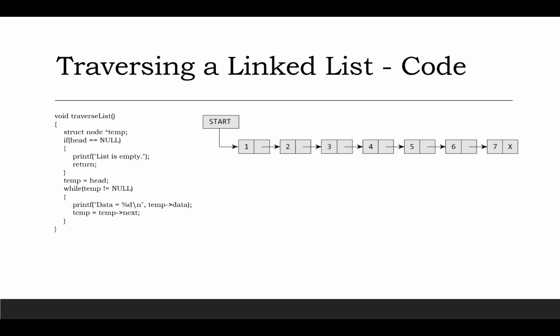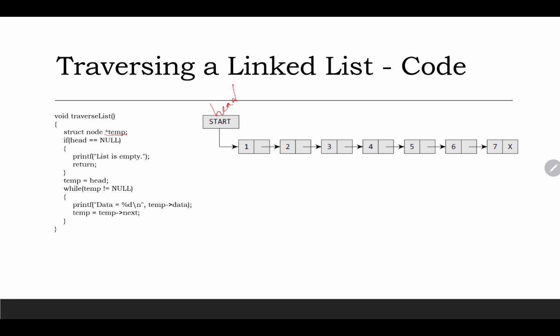And next, this is the code for traversing. So the void traverse the list. First we have declared one temporary pointer variable, that is temp. Then we are checking head is equal to null. Suppose head is here, this is start, right? Start we can call as a head also. If it is null, what will happen? The list is empty.